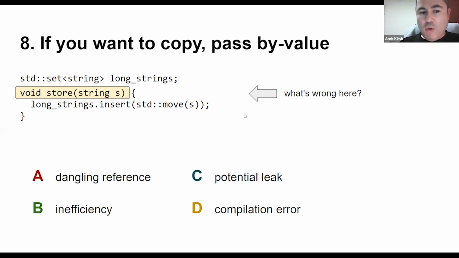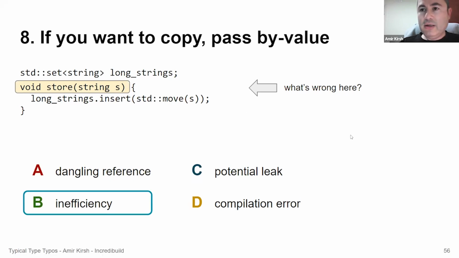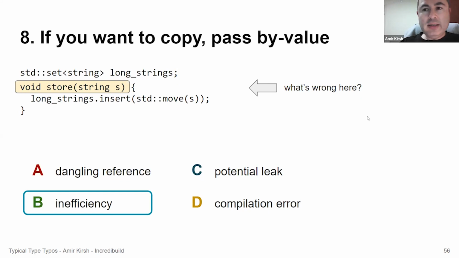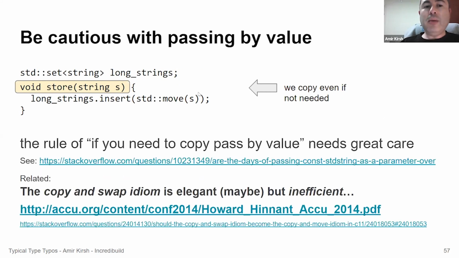Okay, so most of you say inefficiency. Maybe you saw already that inefficiency is a star in the questions. And you are right, there is a problem here. The inefficiency here is that the advice of if you want to copy, pass by value, is not always correct. And the better advice would be to handle the rvalue and the lvalue separately. So you would have a separate overload that would be treated as an lvalue, and a separate one as an rvalue, each one with its own code. What's the problem here? The problem is that when you call insert, you actually create the copy, even if you do not need that.